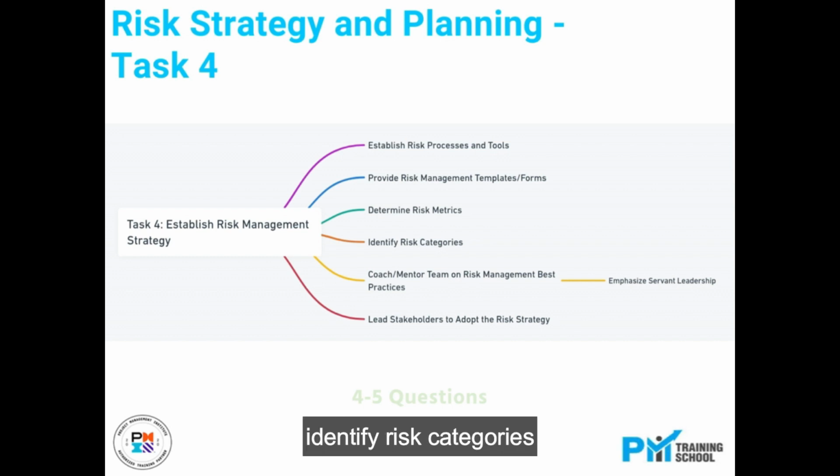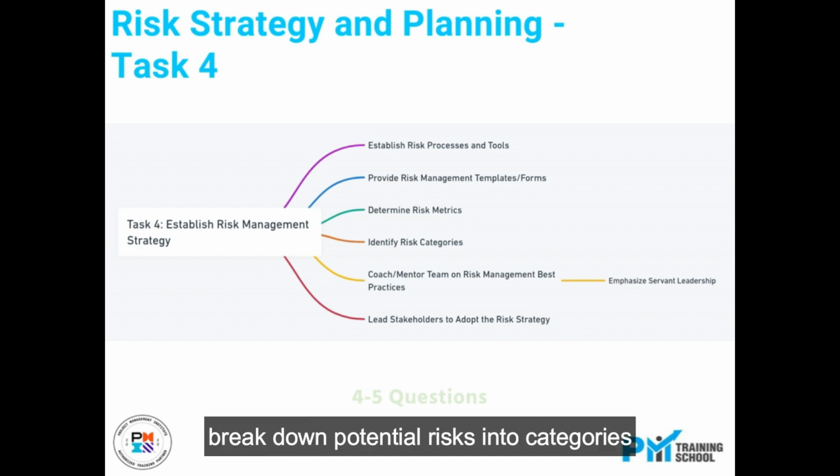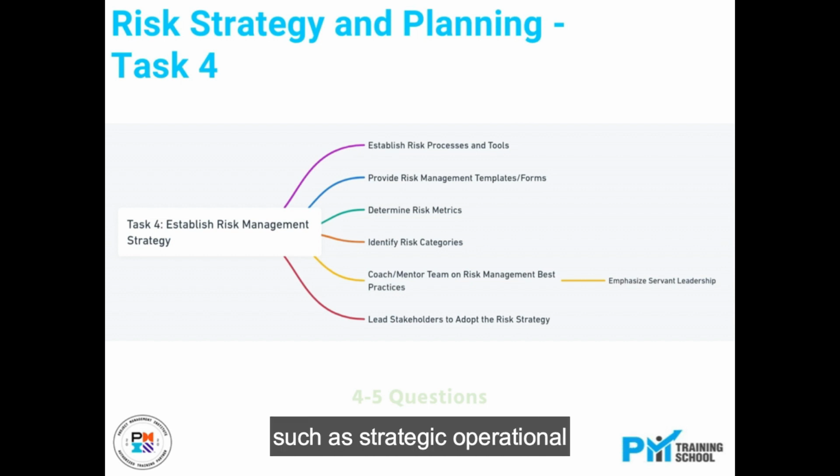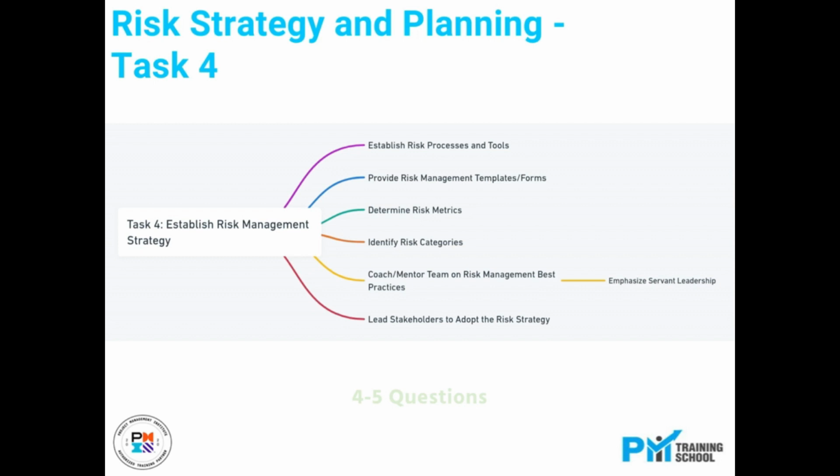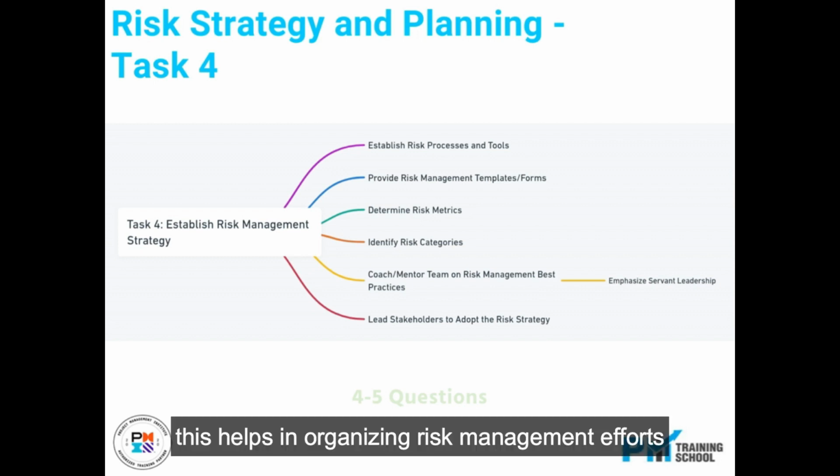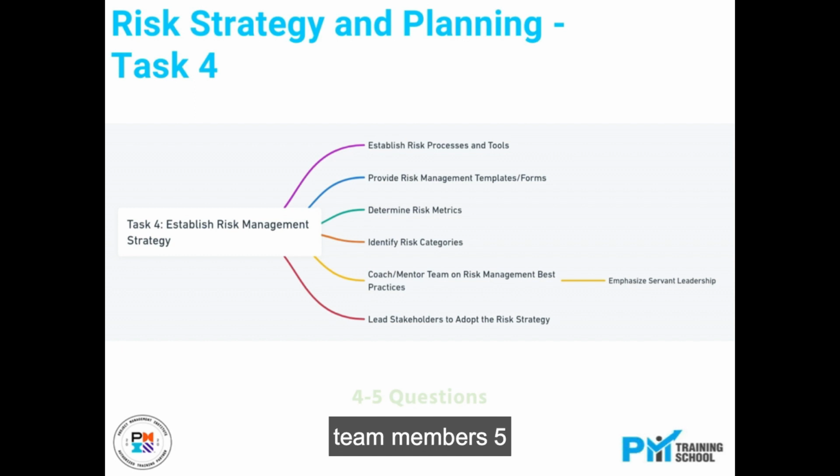4. Identify risk categories. Break down potential risks into categories such as strategic, operational, financial, compliance, etc. This helps in organizing risk management efforts and assigning ownership of risks to appropriate team members.